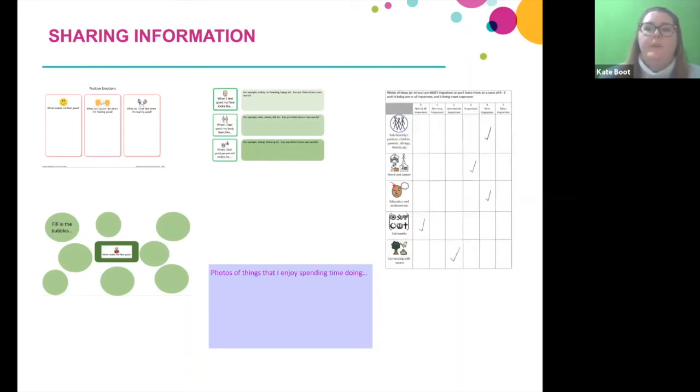And then we've also used rating scales. So in this example, when we were exploring the 4th element, which is meaning, we used this rating scale to explore different types of activities and basically how important they might be to a person.